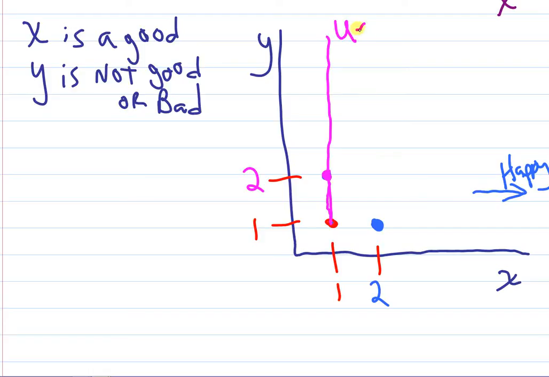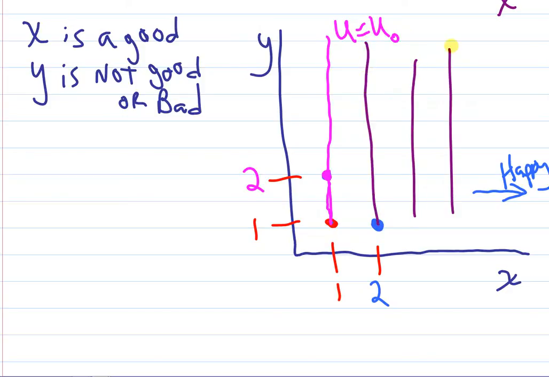So utility equals some number, right? U0. We don't know how much, but that would be an example of an indifference curve. And then there'd be another indifference curve here for a higher amount of utility, right? And higher here, and higher here. So increasing utility as we get more x, but no change in utility as we get more y. Now let's think about what kind of mathematical functions could give us these kind of indifference curves.